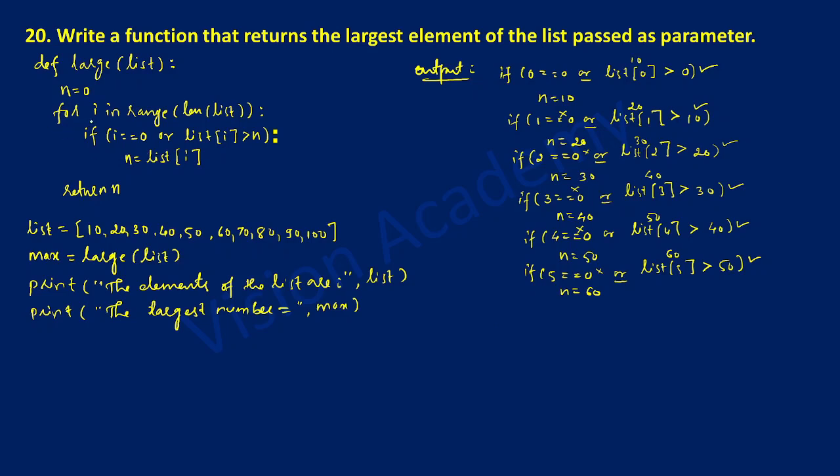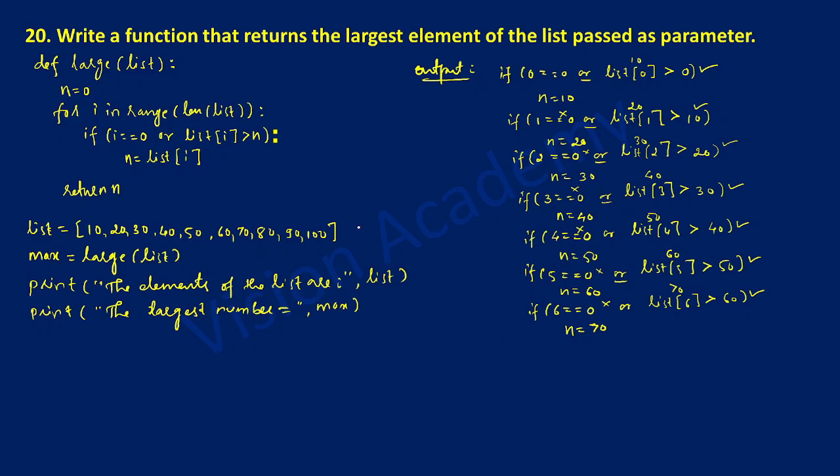Once again, control transfers to the for loop by incrementing the value of i by 1. Now i value is 6. Here I'm going to write if 6 is equal to 0, no, the condition is false. Next statement, or list of 6. List of 6 consisting of what? Value 70 is greater than n value, which is 60. Whether 70 is greater than 60? Yes, the condition is true. If this is true, then this particular initialization takes place. Now n is equal to list of 6 consisting of value 70. 70 is equated to n.